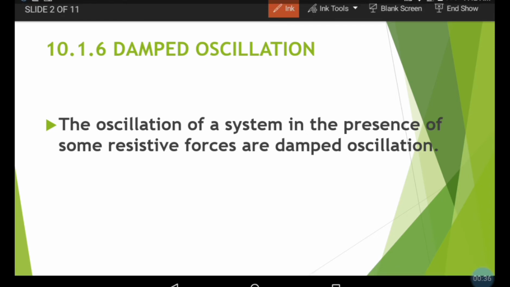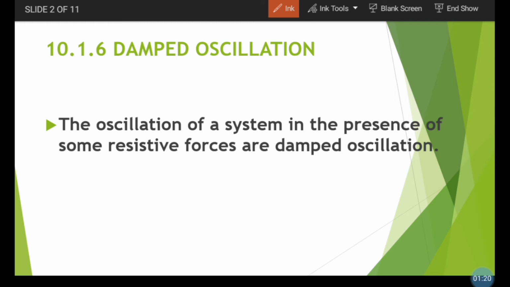Let's see the definition of damped oscillation. The oscillation of a system in the presence of some resistive forces is damped oscillation. There is a major difference between simple harmonic motion and damped oscillation. Both motions are vibratory motion. But the main difference is that in simple harmonic motion there is no resistive force. We neglect all the resistive forces, due to which the amplitude of the vibration remains the same with the increase of time.